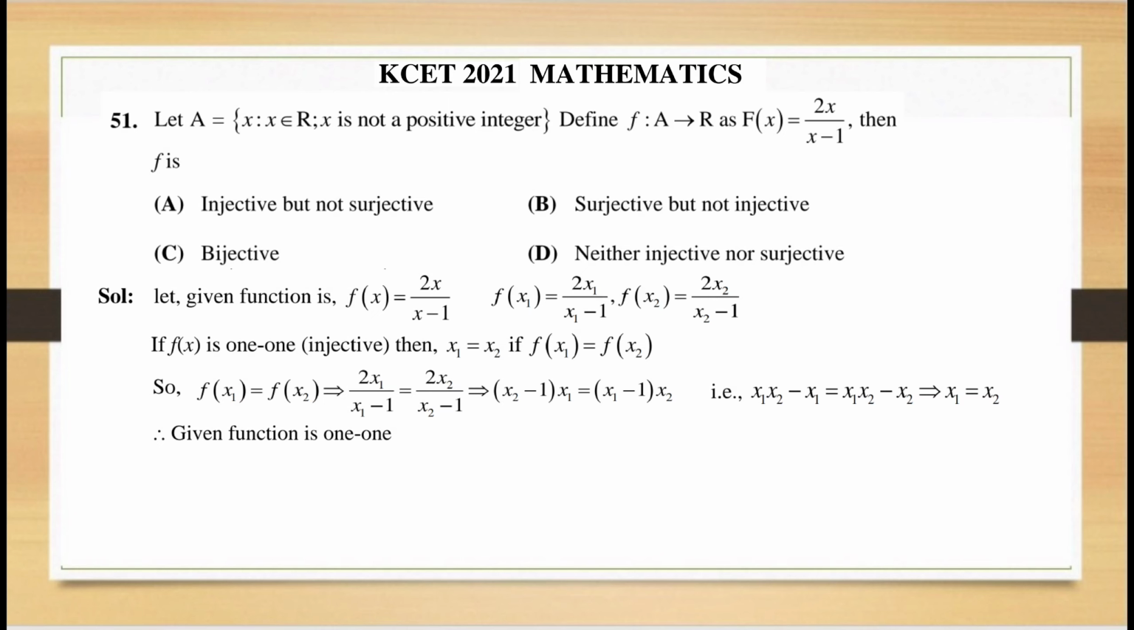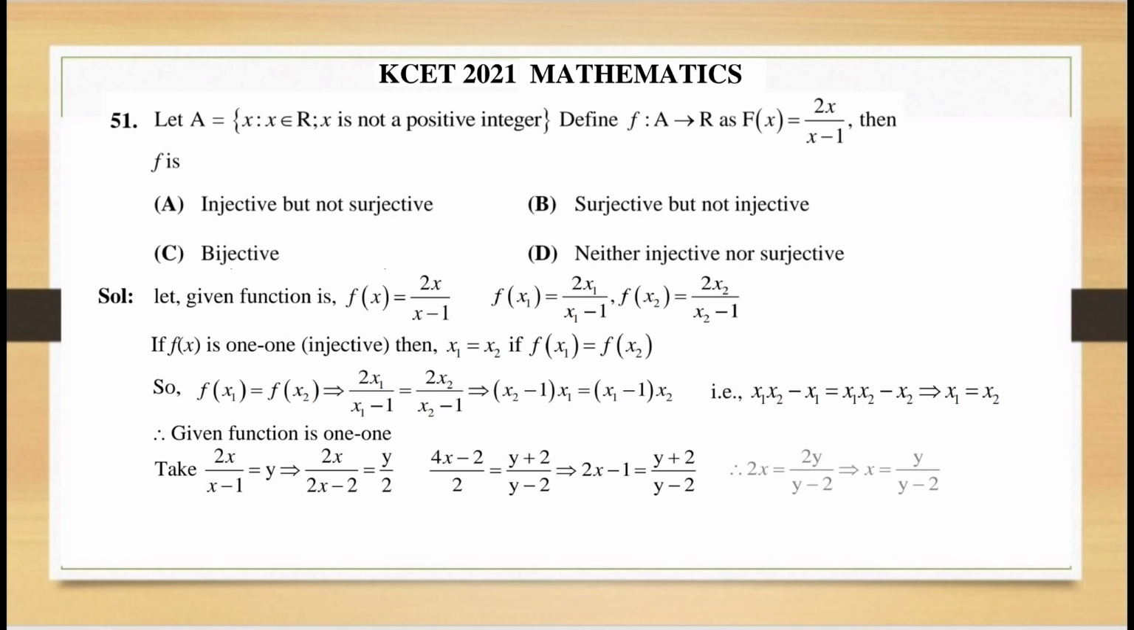Now, for onto, that is surjective, take 2x by x minus 1 equals y, which implies 2x by 2x minus 2 equals y by 2. Now, apply the componendo dividendo rule, then we get (4x minus 2) by 2 equals (y plus 2) by (y minus 2), which implies 2x minus 1 equals (y plus 2) by (y minus 2). Therefore, 2x equals 2y by (y minus 2), which implies x equals y by (y minus 2).